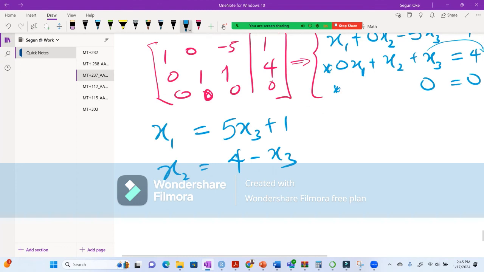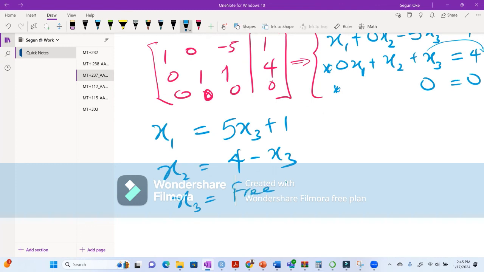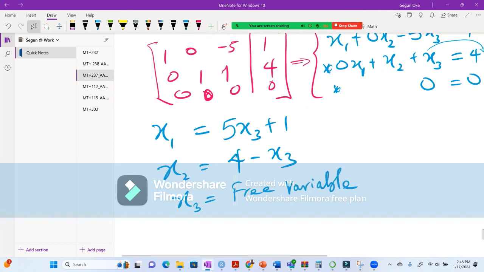But at this point now, what will be my x3? We call x3 a free variable. A free variable can take on any value. Once you choose a value for your free variable, it will determine the value of the other basic variables. The basic variables, we know them, they are here. But the free variable, you can assign any value to it.